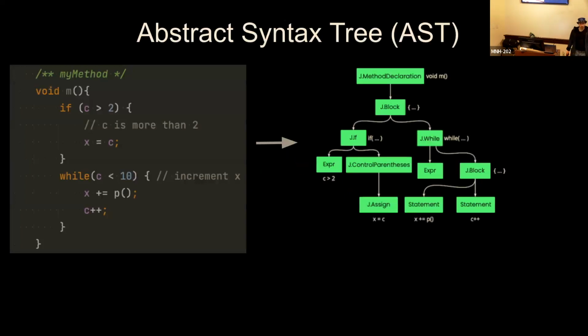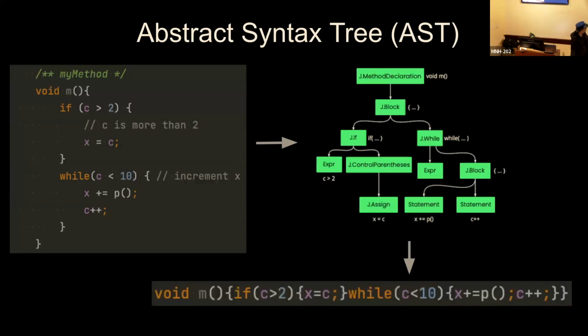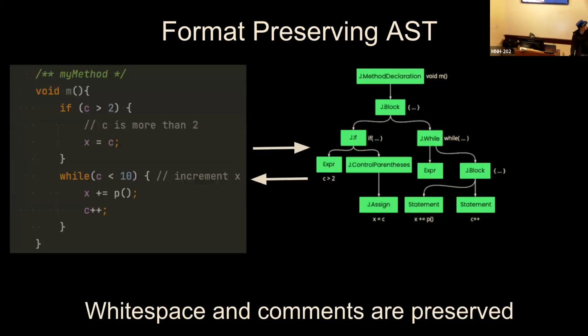But if you were to dump that tree back out into source code, you'll notice all of our namespace is gone, all of our tabs are gone, all of our comments are gone. It's because the compiler doesn't care about that stuff, so it throws it away. So what we need is a format-preserving abstract syntax tree that turns it into this tree structure, but still preserves the white space, tabs, comments, all of that stuff.